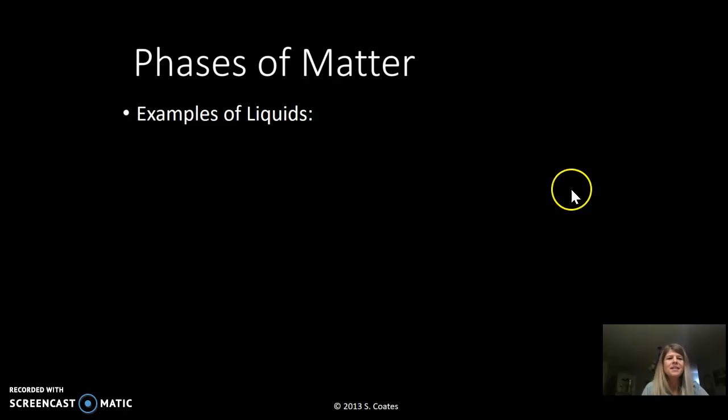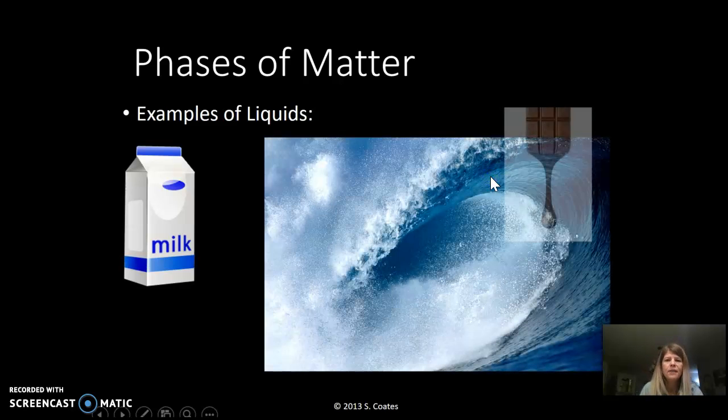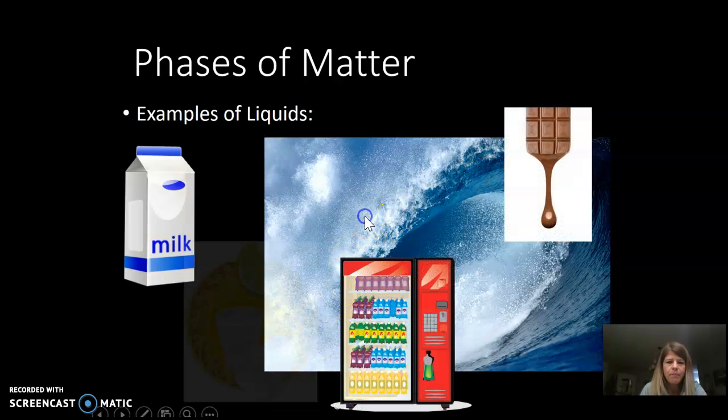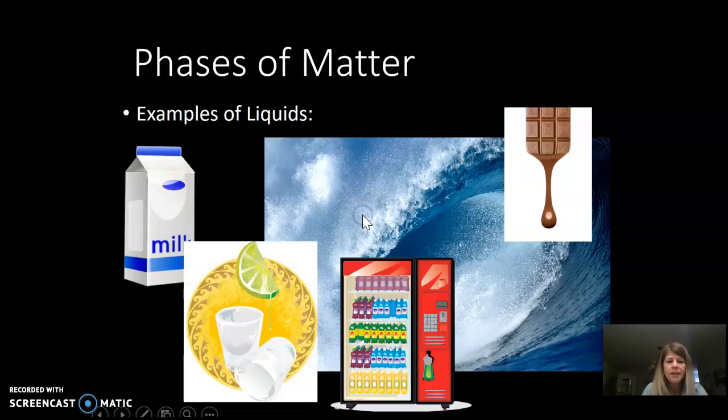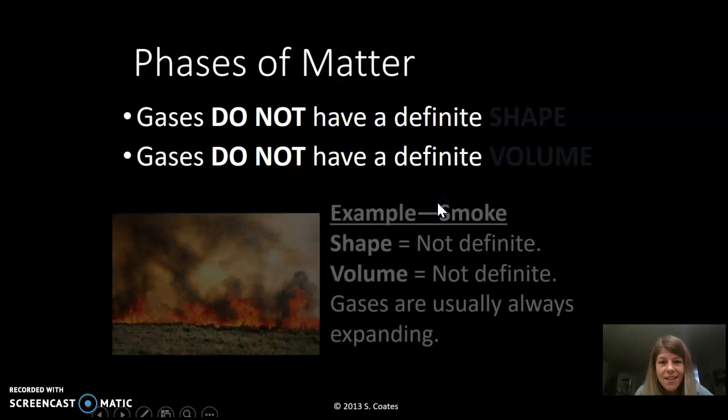All right, let's look at some examples of liquids. Milk, a big wave, melted chocolate, soda pop, lemonade. Those are all different types of liquids. Let's move on to the third phase that we're going to talk about today, and that's gases. Gases do not have a definite shape, and guess what? They don't have a definite volume either.